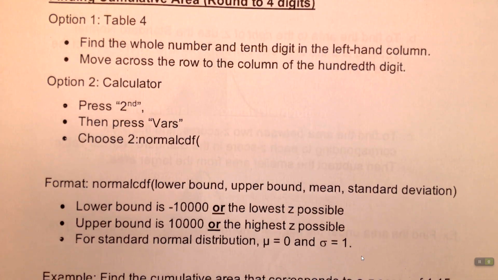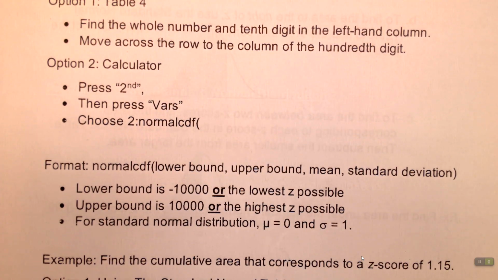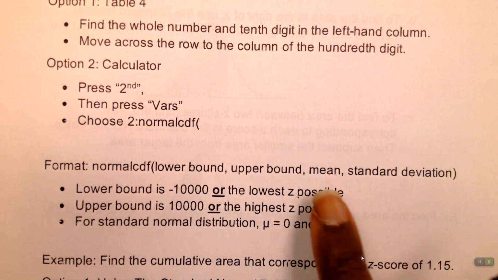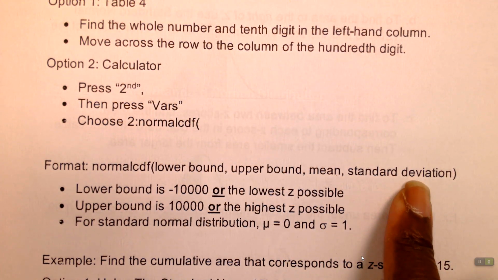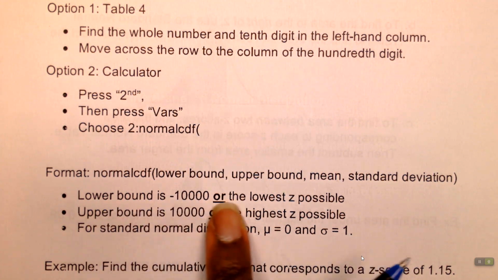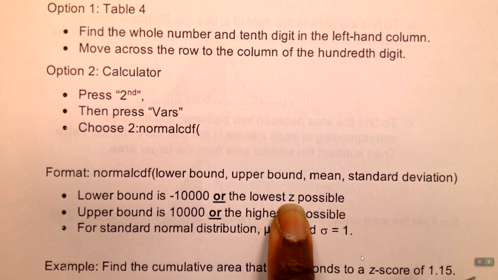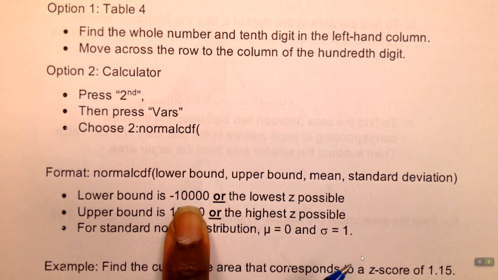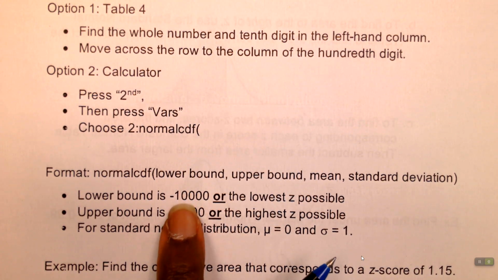So how do you put those numbers in? With normal CDF, it's going to ask you, okay, where do you want me to start on your graph? Where do you want me to end on your graph in terms of z-scores? And then give me your mean and standard deviation. And it's going to calculate your area for you. So lower bound is where you want me to start. So it's going to be negative 10,000. If your graph doesn't tell you to start anywhere, it's going to be automatic negative 10,000.